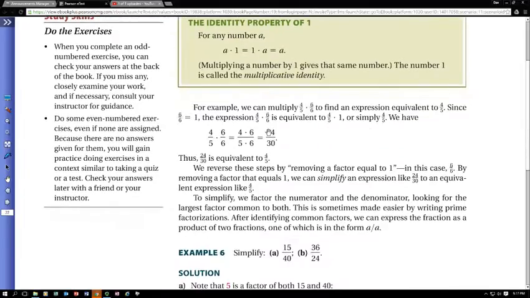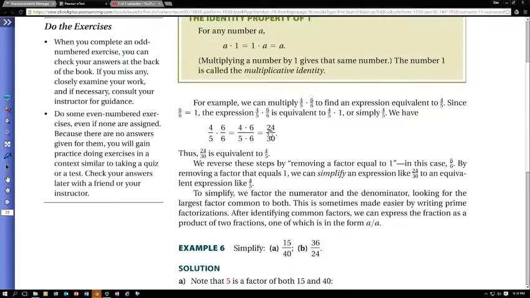Now we come back to this idea that, hey, I can write 1 in a lot of different ways. In this example, we can multiply 4/5 by 6/6 to find an expression equivalent to 4/5, or basically the same value on a number line. And so when we do this, we can prove that that's true, because 6/6 is equal to 1. We had a property for that. And 1 times anything is that same thing. So if we take 4/5 times 6/6, we'd end up with 24/30.